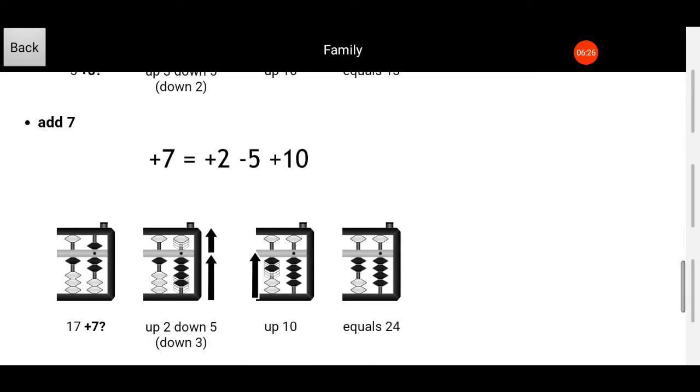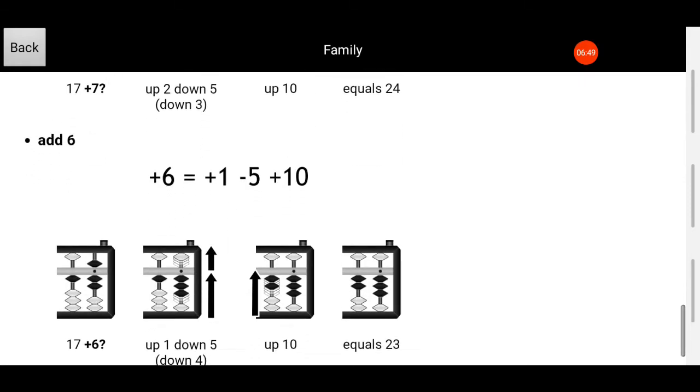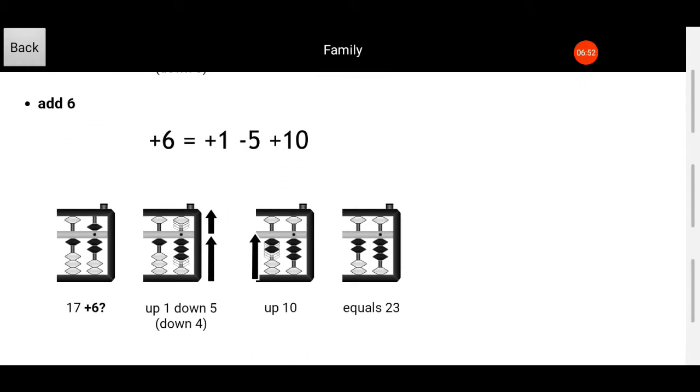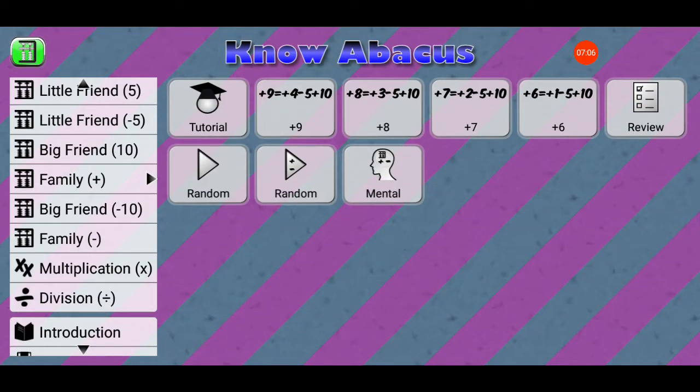The next is add 7. 17 plus 7. First we have to up 2 down 5 down 3, then up 10, which is equal to 24. The next is add 6. Plus 6 is equal to plus 1 minus 5 plus 10.